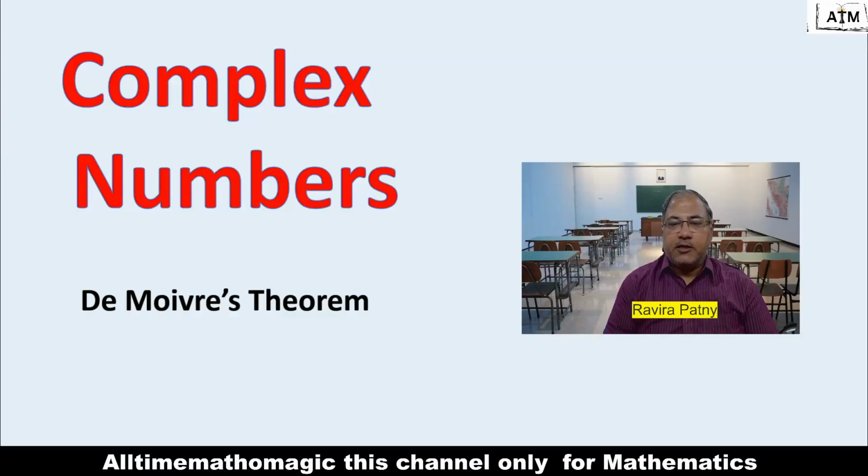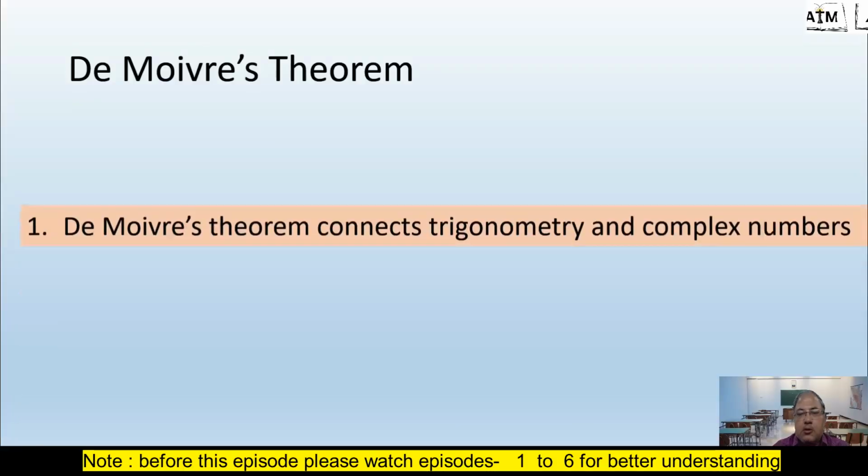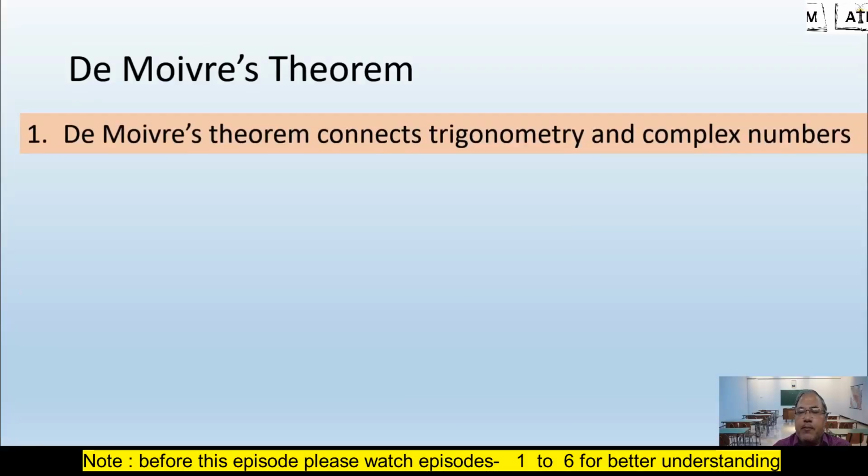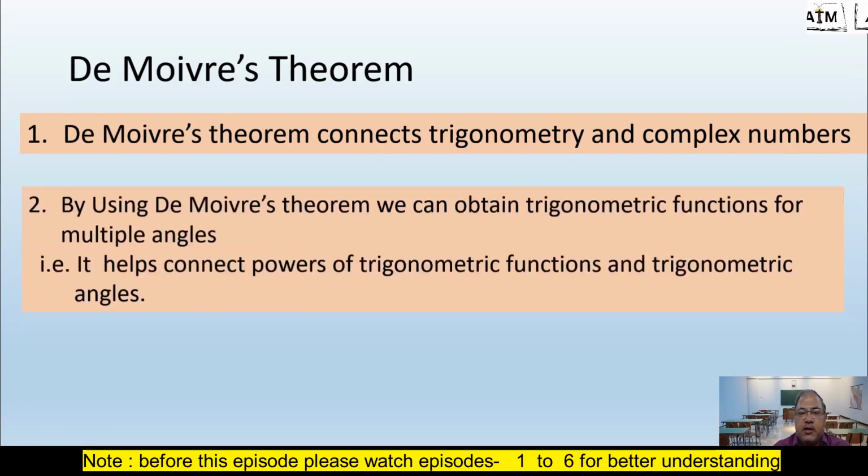Dear students, in this episode of complex numbers, I am going to talk about de Moivre's theorem. De Moivre's theorem connects trigonometry and complex numbers. By using de Moivre's theorem, we can obtain trigonometric functions for multiple angles. It also helps to connect powers of trigonometric functions and trigonometric angles.